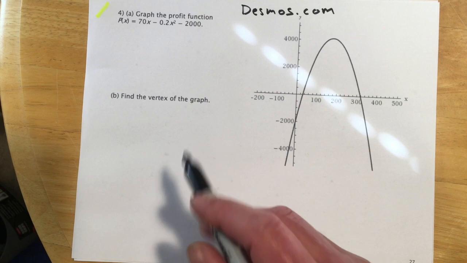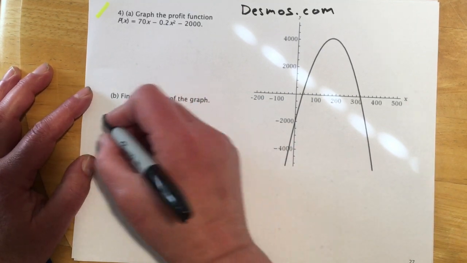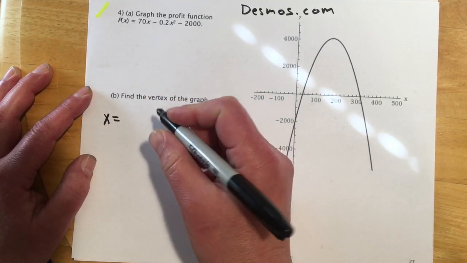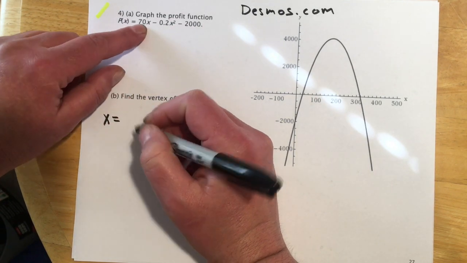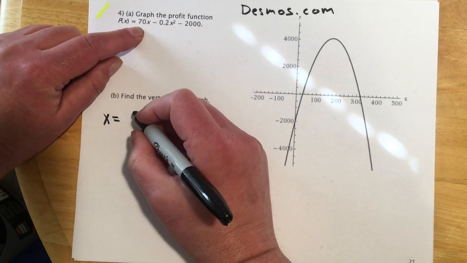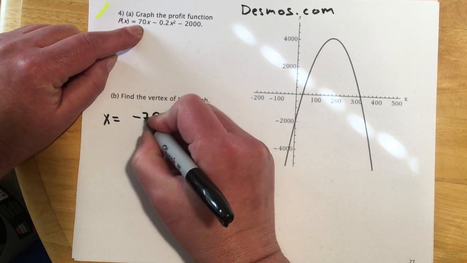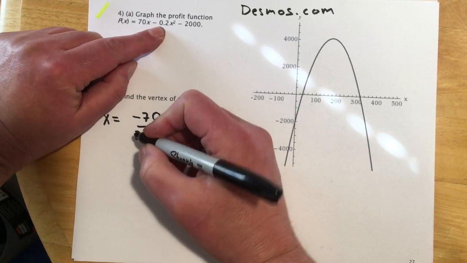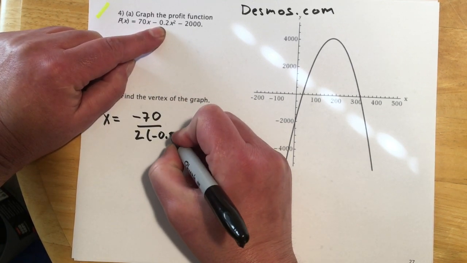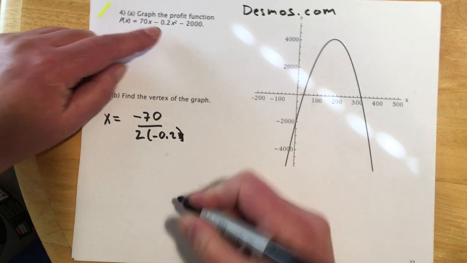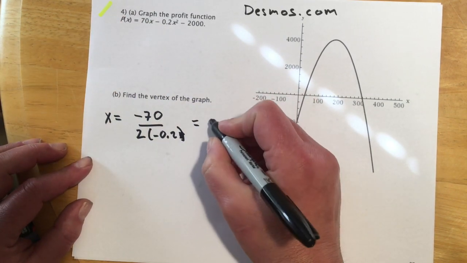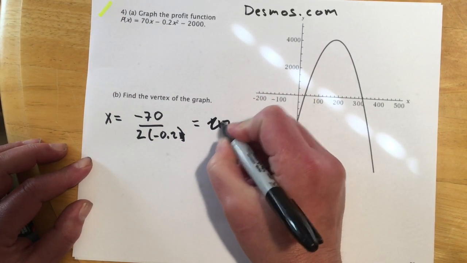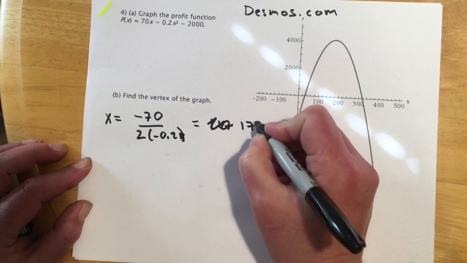B, find the vertex of the graph. That's something I would ask you to do by hand because that's just our x equals negative b over 2a. So they messed with the order a little bit, so we gotta be careful. There's B, so negative 70 over 2 times, and then there's A. And then I just threw that in a calculator and got 175.